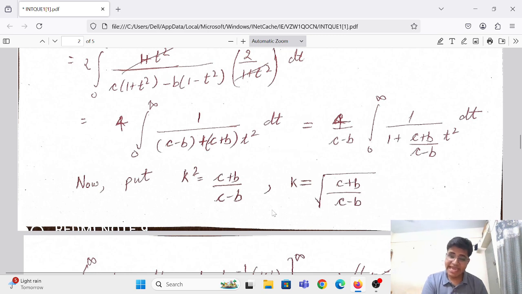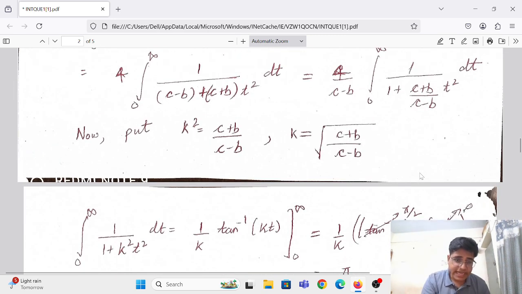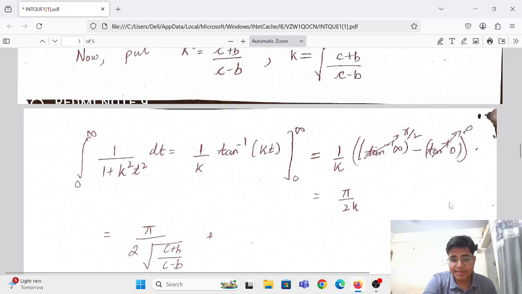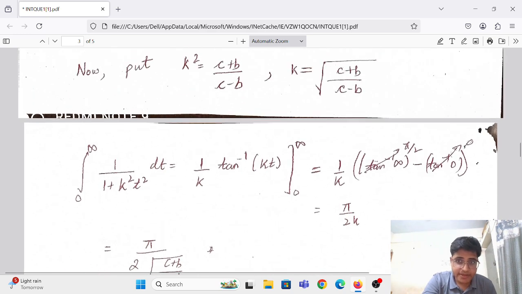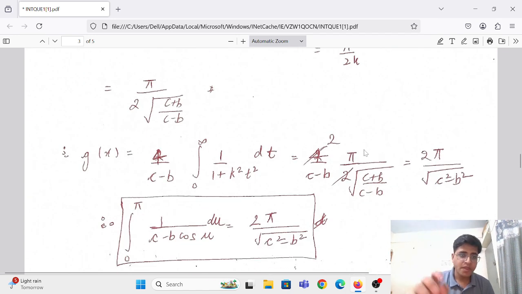We substitute k to be root of c plus b over c minus b, and in that case we get the integral to be equal to 0 to infinity 1 over 1 plus k squared t squared dt, and that is a standard result, that is 1 over k tan inverse of kt, and putting limit from 0 to infinity we get it to be equal to pi by 2k. Now what was k? k was root of c plus b over c minus b, so it becomes pi by 2 root of c plus b over c minus b.